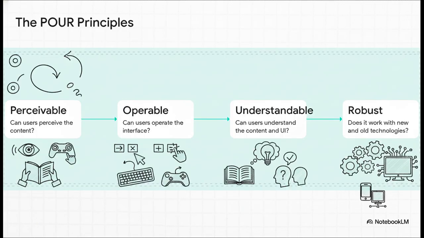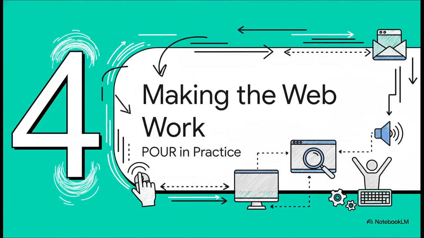And the best part is, this whole giant guide is built on just 4 core principles, and they form this really handy acronym, POUR. So for a website to be accessible, it has to be perceivable, operable, understandable, and robust. So what on earth do those words actually mean? Let's get into our final section and break down each one of these principles with some real-world examples. This is where all that theory turns into action.